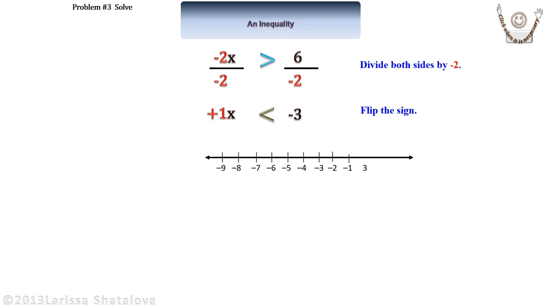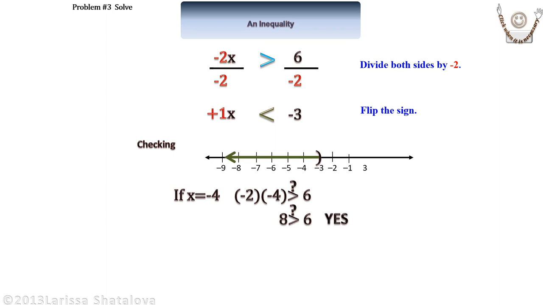We can show from negative 3 to negative infinity, and then we can pick any number within this range to check will it work or not. I pick negative 4. So negative 2 times negative 4 would be 8, and 8 is greater than 6. Yes, this range of solution works. So now we can show the answer. Set builder notation and inequality: x is greater than negative infinity and less than negative 3.